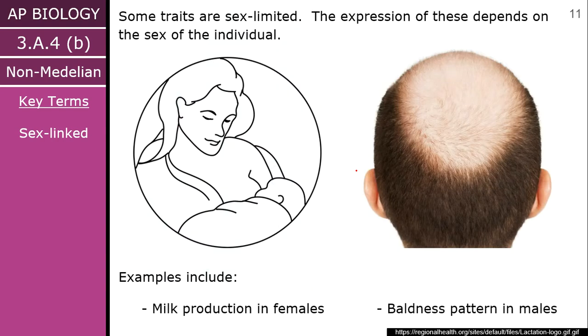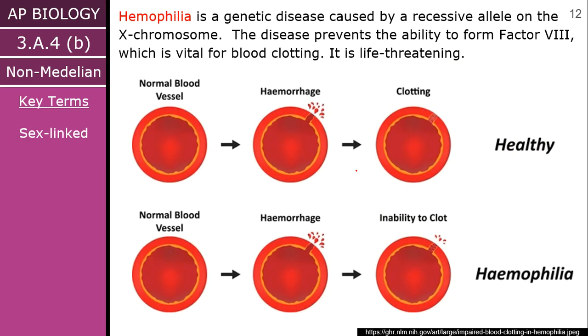Okay. Now, a lot of these traits are pretty minor. So you'll see stuff like milk production in females, or you'll see baldness patterns in males. But there are some really serious diseases that are sex-linked, like hemophilia. So we're going to be exploring some of that in class.